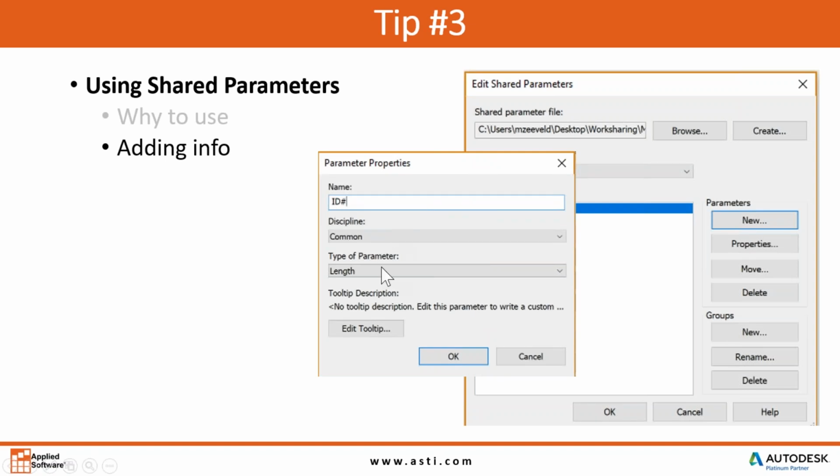And then we can put it in the related discipline. Maybe it's an architecture, an MEP, just a common discipline, and the type of parameter. It's an integer, it's a different value, it's a length or something, area, whatever it may be. We can categorize it to be in there as well. So that will go through, okay kind of thing, and make that specific shared parameter.